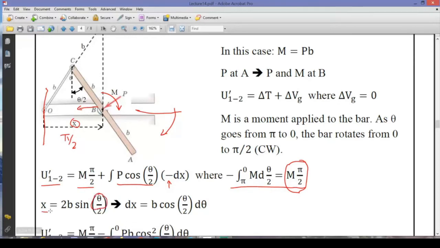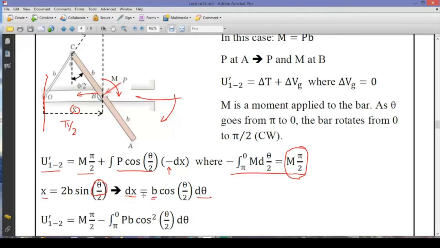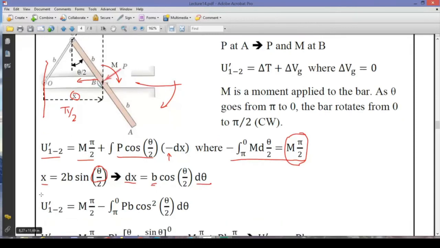And then if we take the differentiation of this x as dx, with theta being the only term that is a function of time, then we get this term as b cosine theta over 2 d theta. B is constant, so it's not a function of time. It's not going to appear in this equation as dB. And as a result of that, we calculated the total work done by the non-conservative forces.